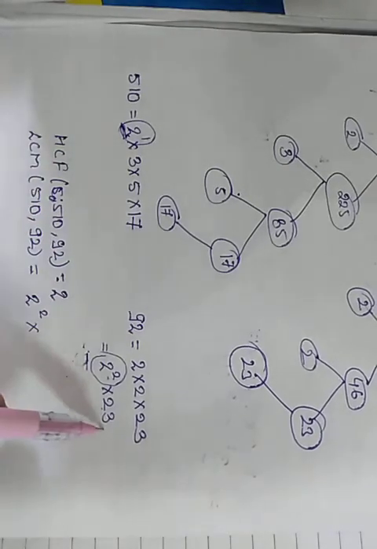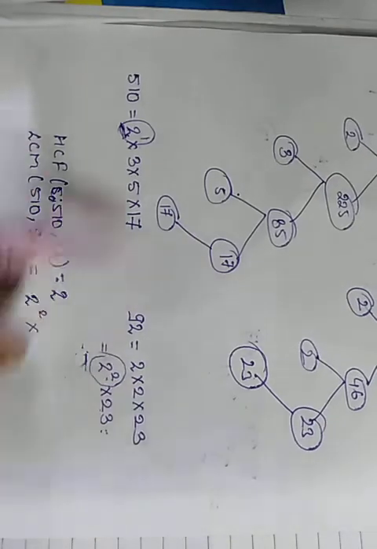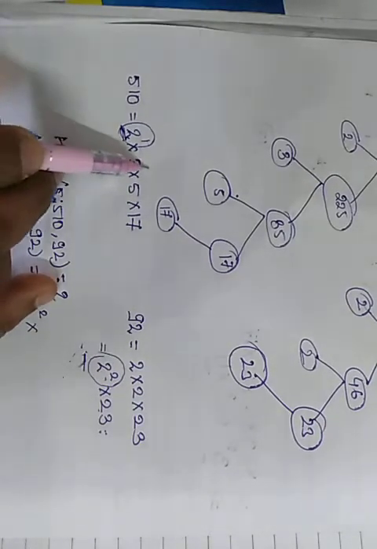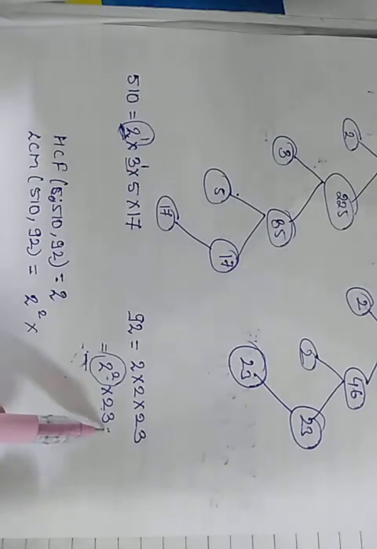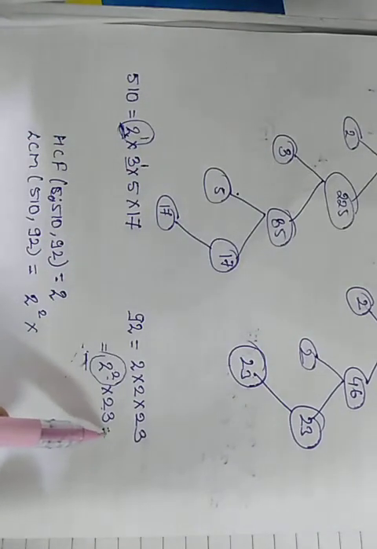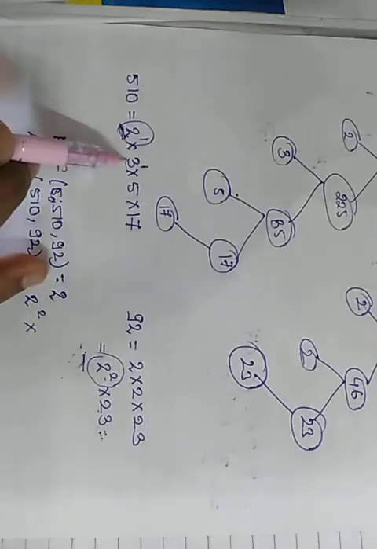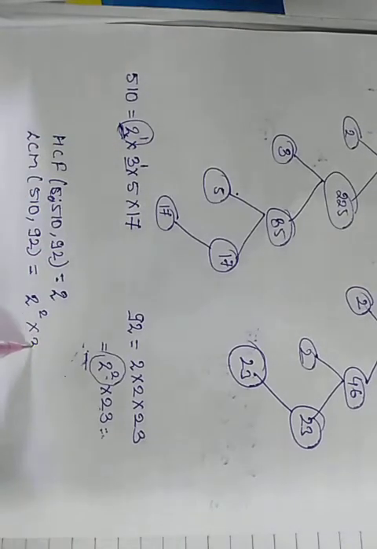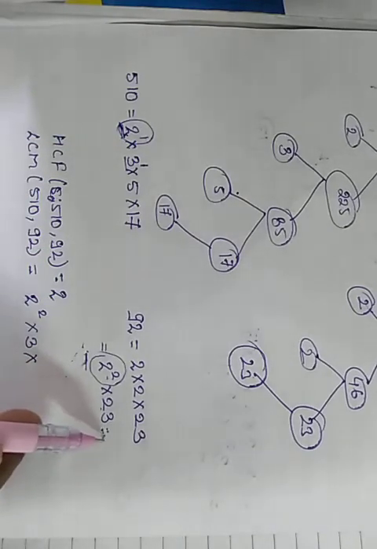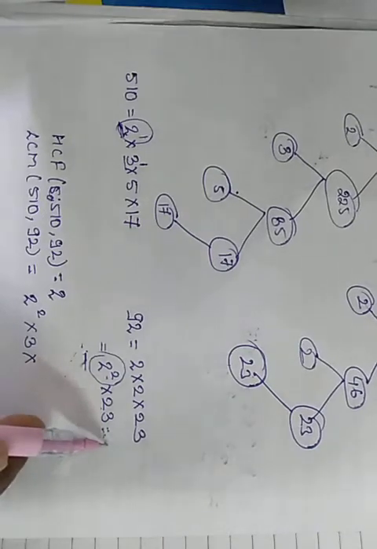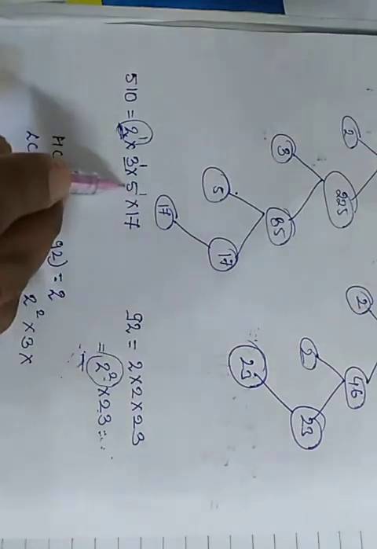Here nothing is there with 3, so I can write it as 3 to the power 0. The greatest is this one, 3 to the power 1, because here it is 3 to the power 0, nothing is there. So I can consider this 3. Similarly, nothing is similar to 5, so 5 to the power 0 and 5 to the power 1. So this one is greatest.